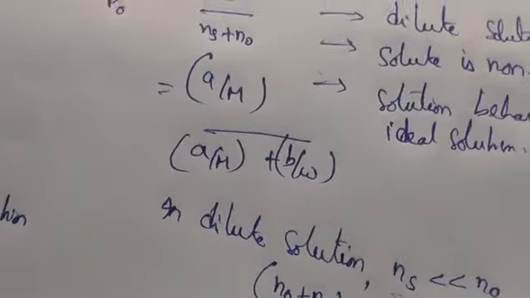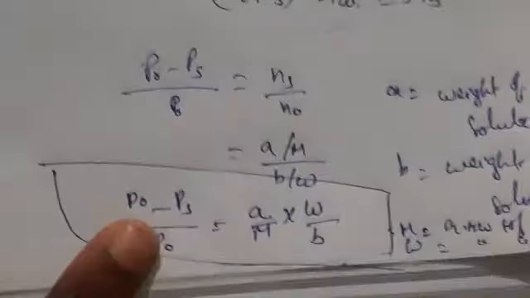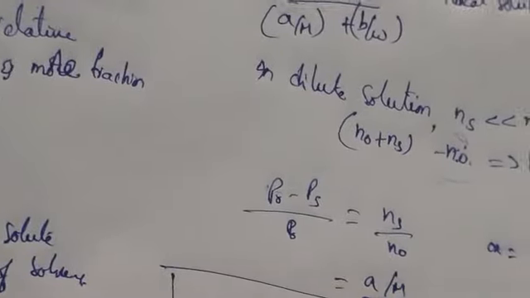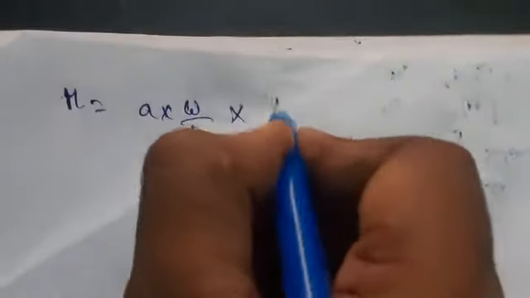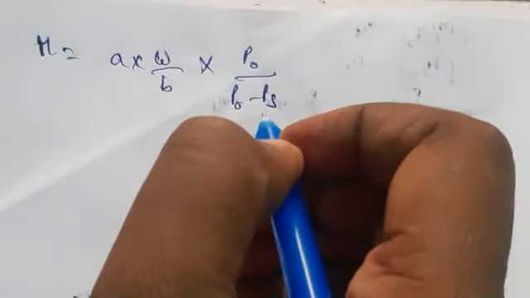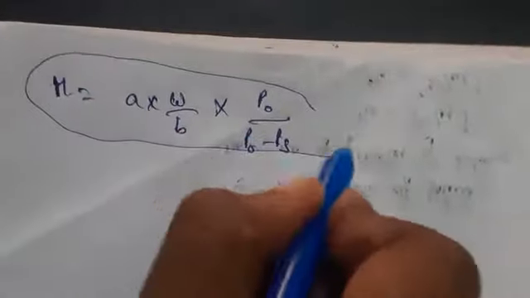So this is the Raoult's law we got, and if you know P naught, Ps, A, B, W, then we can easily calculate the molecular weight. How can we calculate the molecular weight? M equals A into W by B into P naught by P naught minus Ps. By this we can easily calculate the molecular weight using colligative properties.